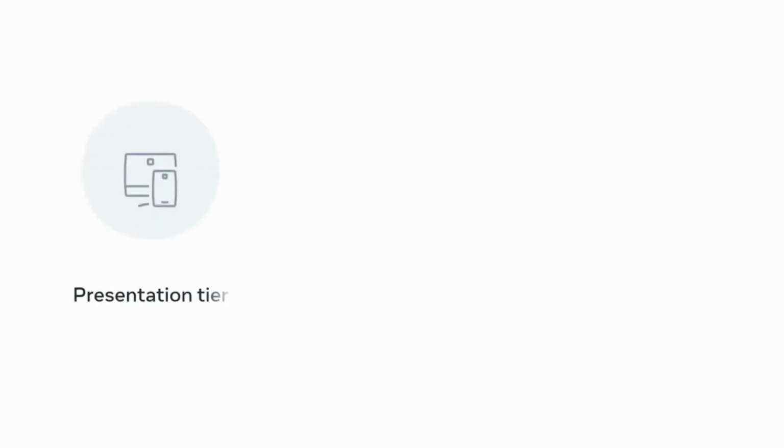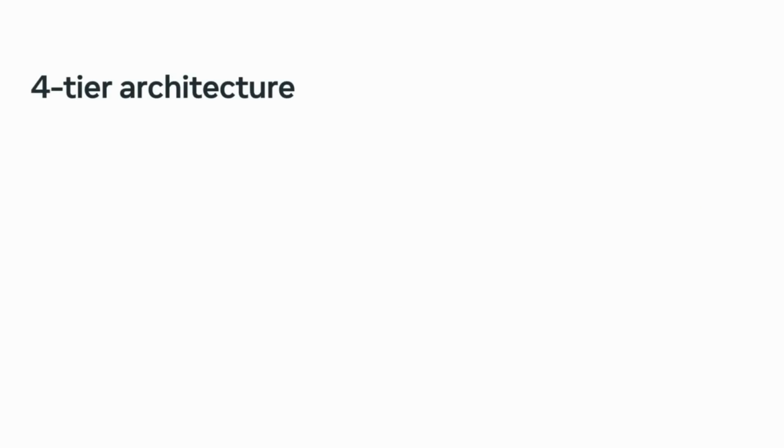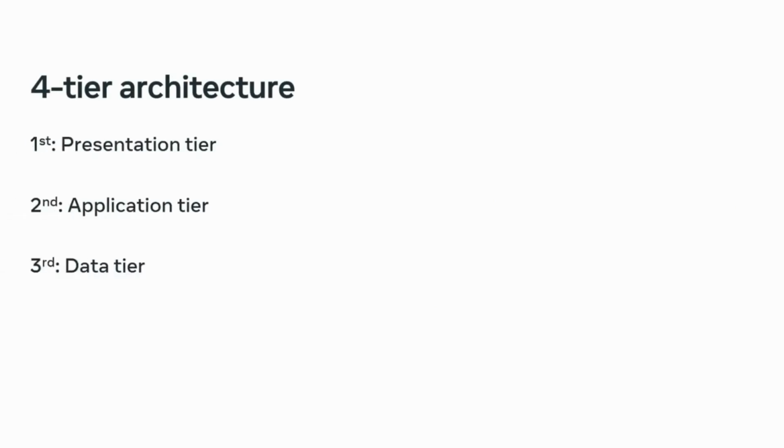You learned that in a 3-tier architecture, the 3 tiers are presentation, application, and data tiers. Whereas in a 4-tier architecture, a 4th tier, namely the delivery tier, deals with caching and delivering the front-end assets to the client.